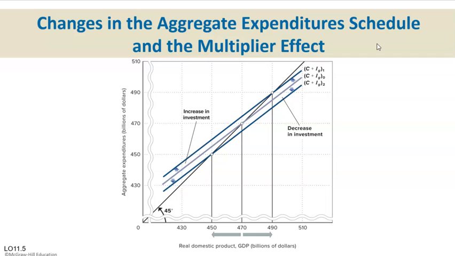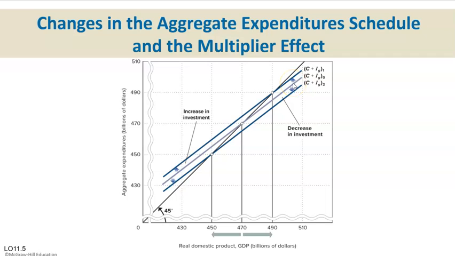Think about how this relates to the multiplier effect. Remember what we learned in the last chapter, that the multiplier effect takes an initial change in spending and causes a much greater change in GDP. So we have an initial change in investment here, and that's shown by this small arrow right here. Investment increased just a little bit. Let's say it increased by $4 billion, and that pushed aggregate expenditure up just a little bit, just $4 billion.